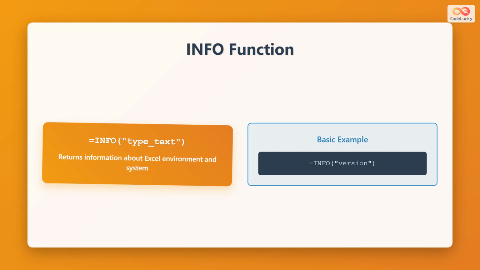The INFO function returns information about the Excel environment and system. The syntax is as follows: =INFO("type_text"). As a basic example, the formula =INFO("version") returns the Excel version.